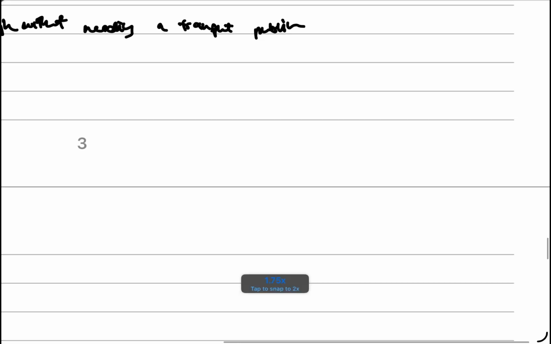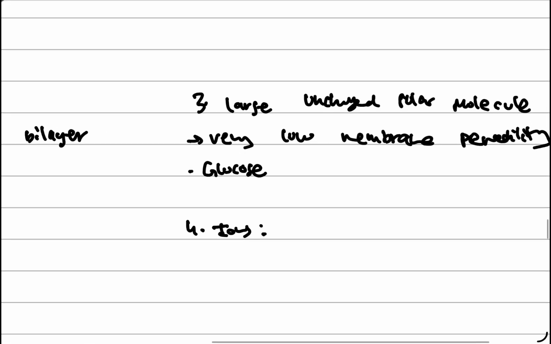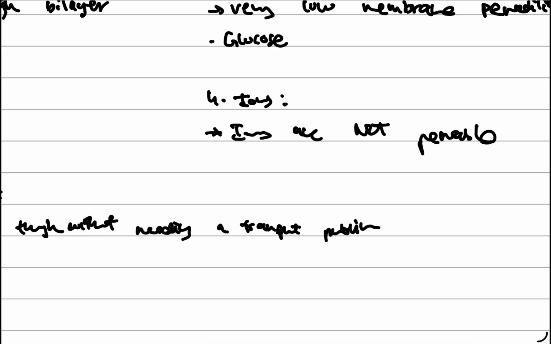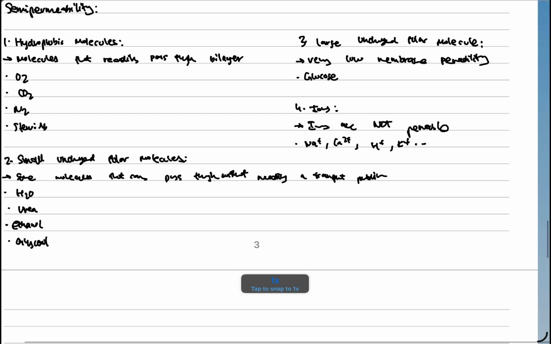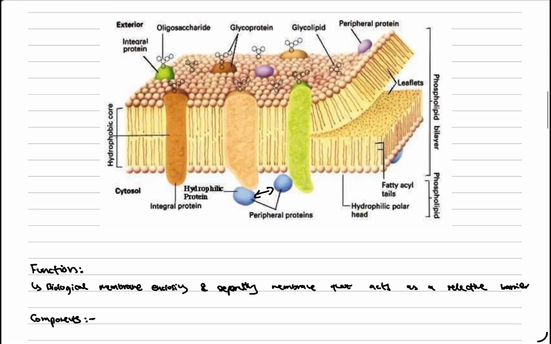And then lastly we have ions. Ions are just straight up not permeable. For them to get through, they definitely need the channel proteins and all that to get past. So let's just write some examples: Na+, Ca2+, H+, K+, so on and so forth, chloride, etc. There's so many. So that's a quick review of semi-permeability, the cell membrane, and the fluid mosaic model. Hope that helped.